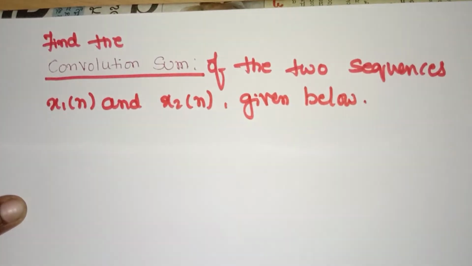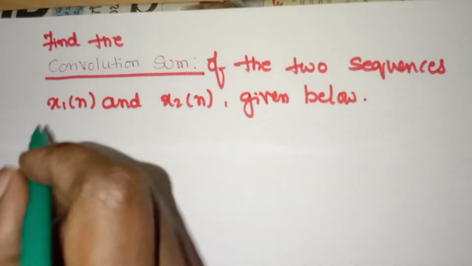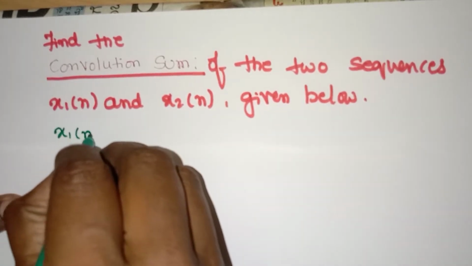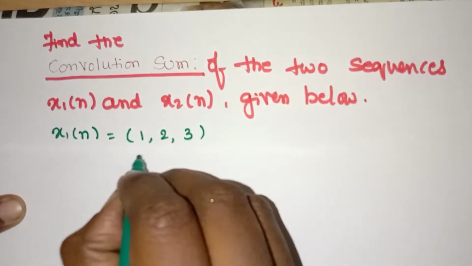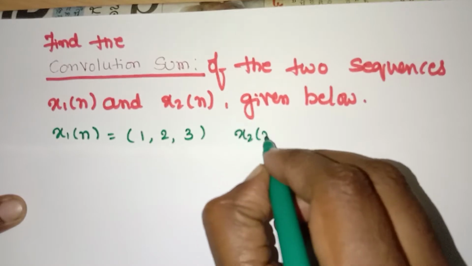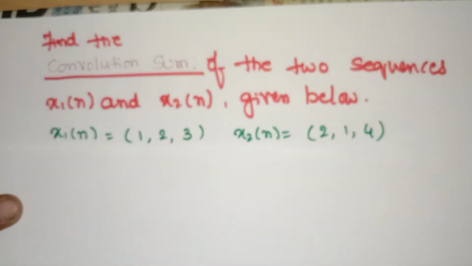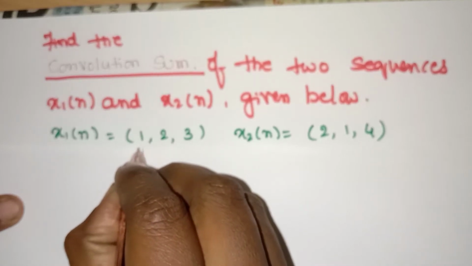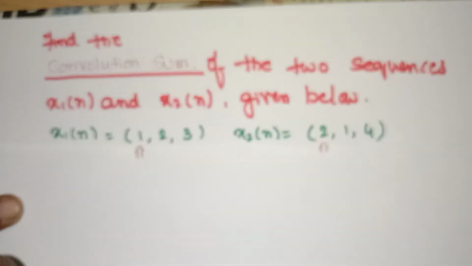Okay, what you have to do? The two sequences are given. We have to find out the sum, that is the convolution sum. What are the given equations? The given equations are x1 of n is equal to 1, 2, 3, x2 of n is equal to 2, 1, 4, and the process starts from here, that is, the arrow mark is given.